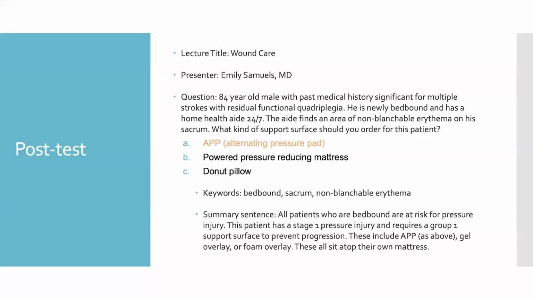And the answer is the APP, the alternating pressure pad. All patients who are bedbound are at risk for pressure injury. And this patient in particular has a stage 1. As we see, he has an area of non-blanchable erythema over a bony prominence. And so we should order a group 1 surface to prevent progression of this wound. The APP, as mentioned before, is one example. The other examples are gel overlay and foam overlay, and these all sit atop their own mattresses.